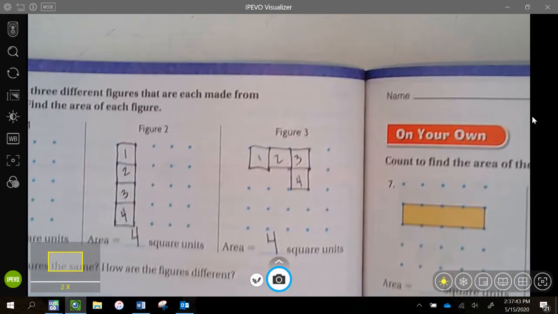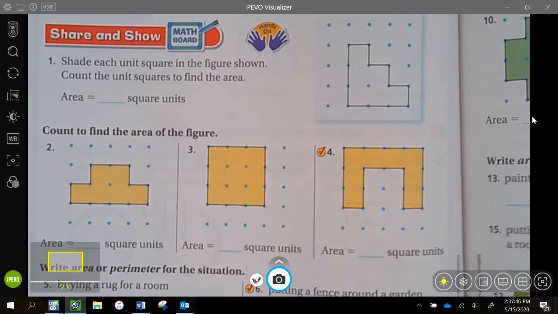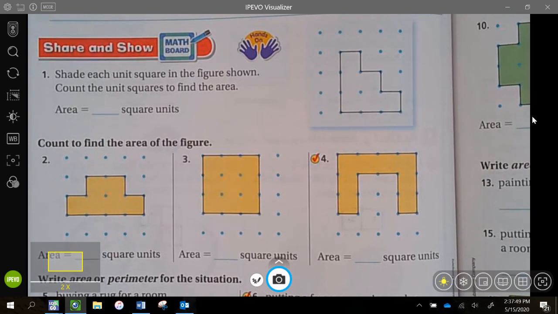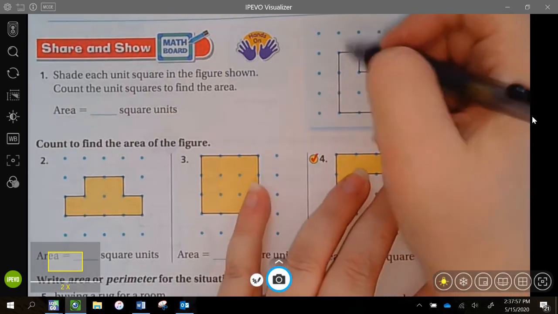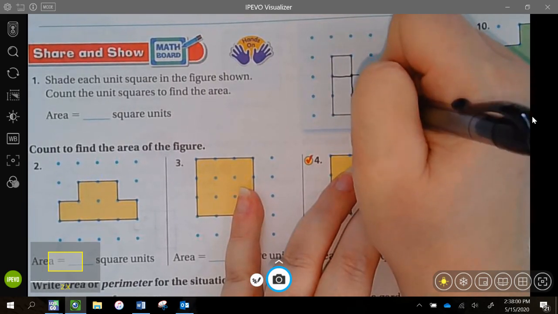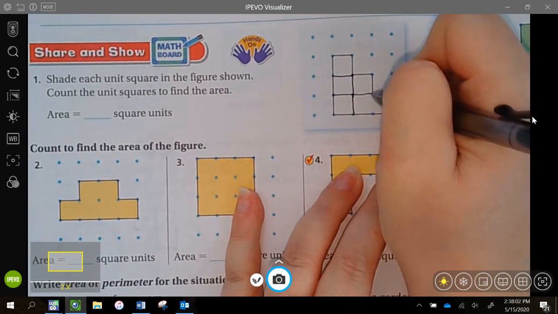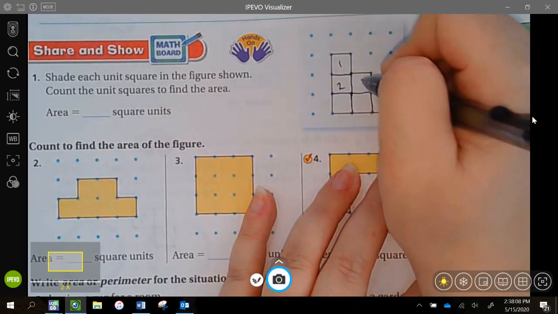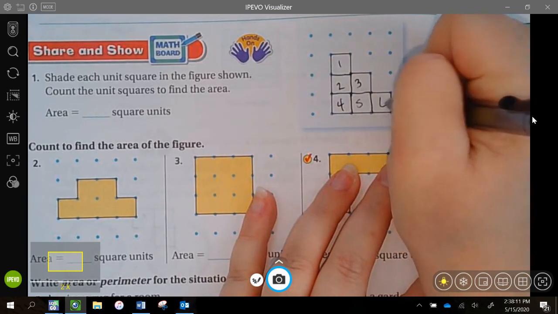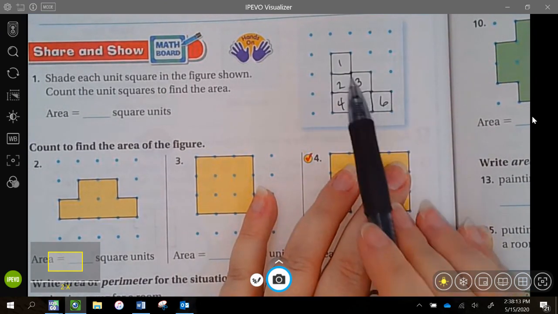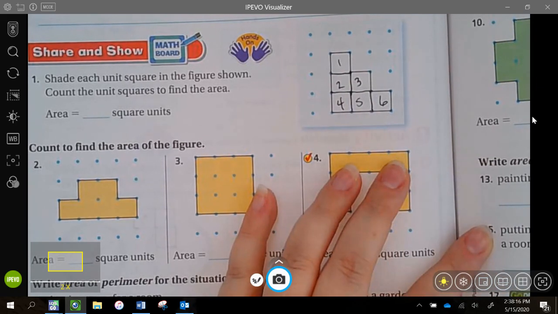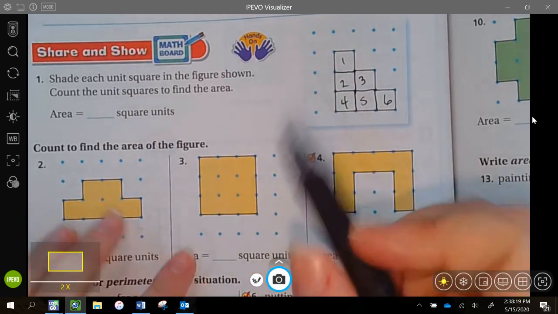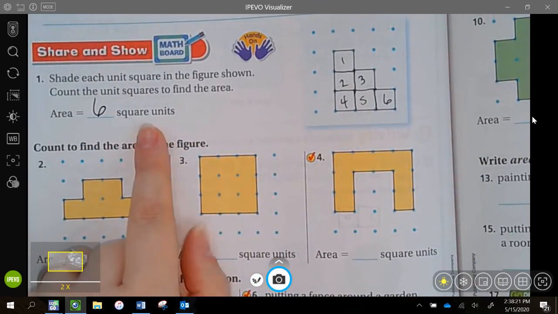Okay, so let's come down here to the next part of the page. And it says shade each unit square in the figure shown. Count the unit squares to find the area. What I like to do on shapes like this, I actually like to connect the dots so that I can see all of the squares. So instead of shading, I connect the dots and I write in the boxes the numbers. So we have 1, 2, 3, 4, 5, 6. So our area for this shape is 6 square units.